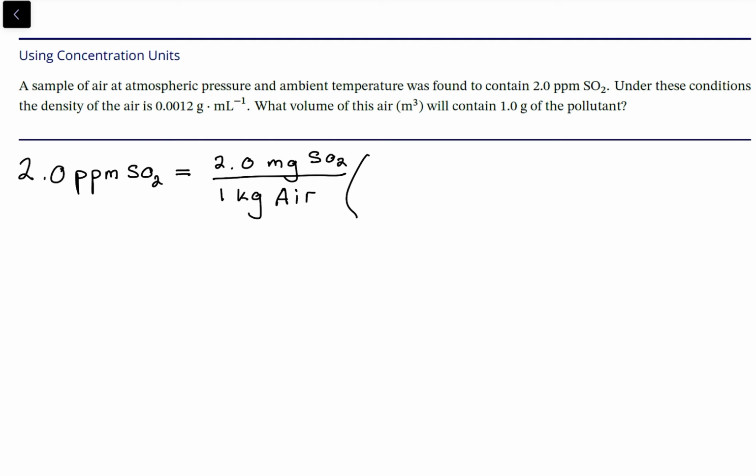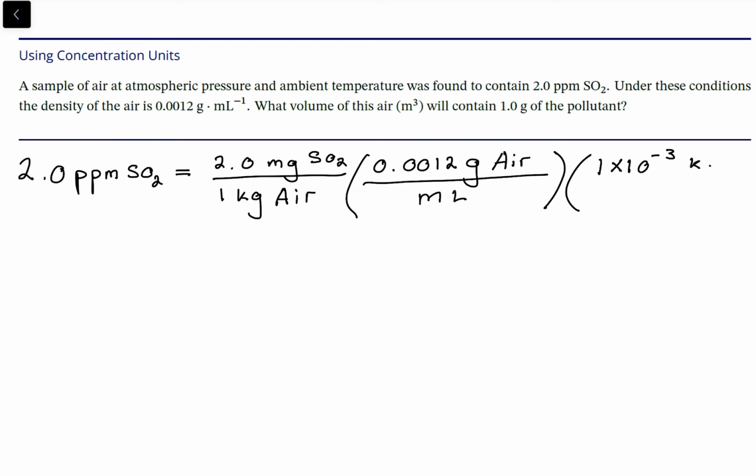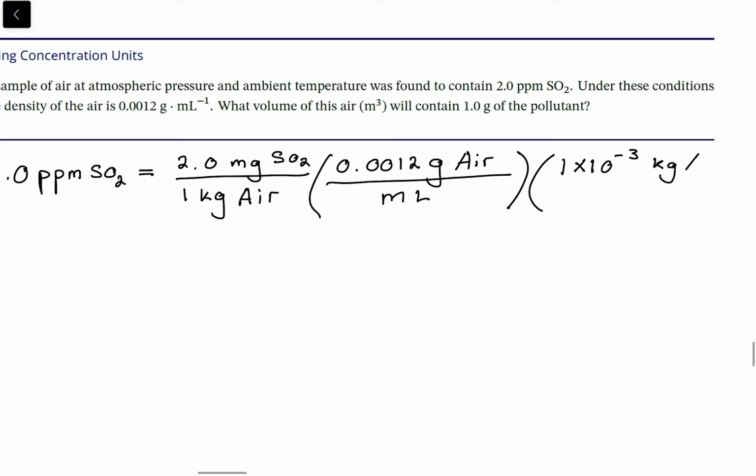So perhaps we can say 0.0012 gram air per milliliter. And then we just need to get that gram there to a point where we cancel it with kilograms. So 1 times 10 to the negative 3 kilogram air per 1 gram, of course, because there's 1 times 10 to the power minus 3 kilogram in a gram, or there's 1,000 gram in a kilogram. You can write it in either way, whatever works for your brain.